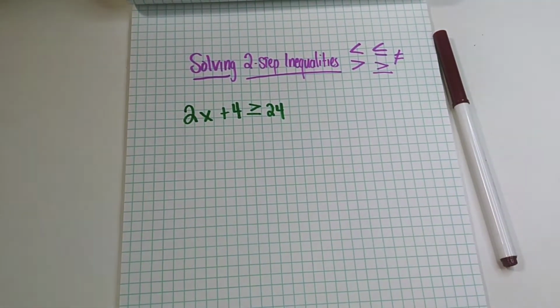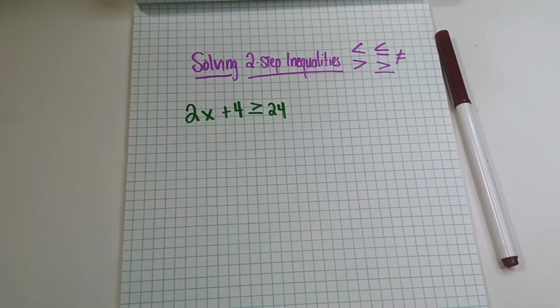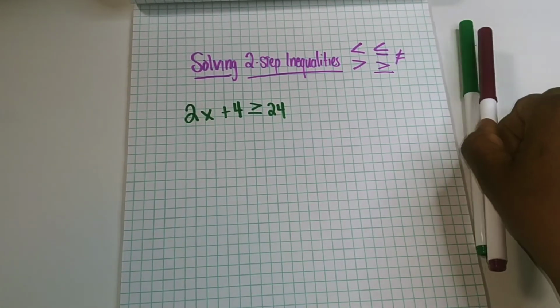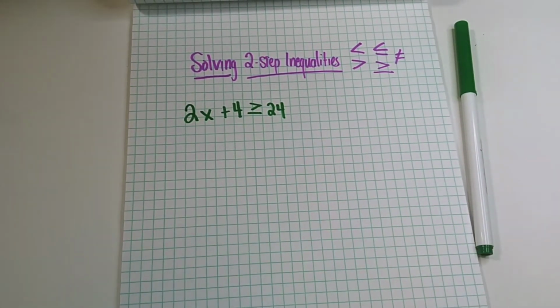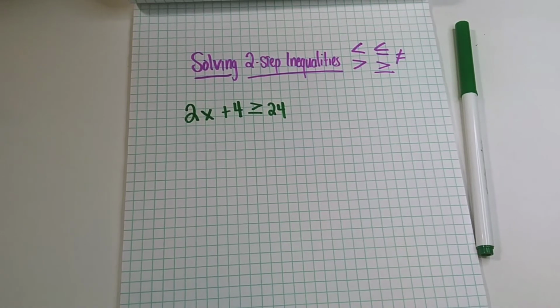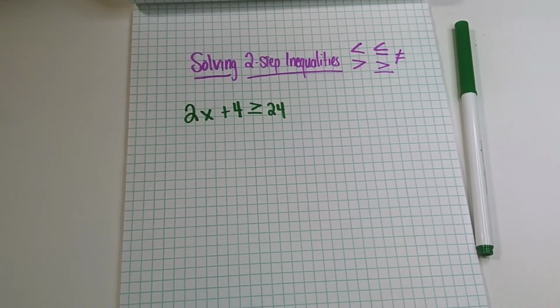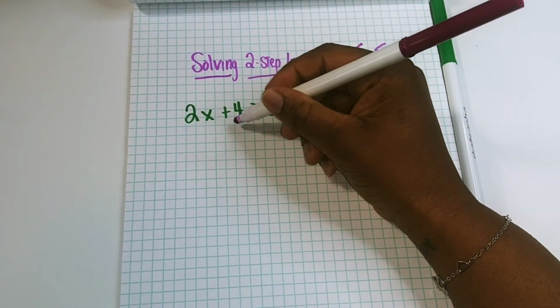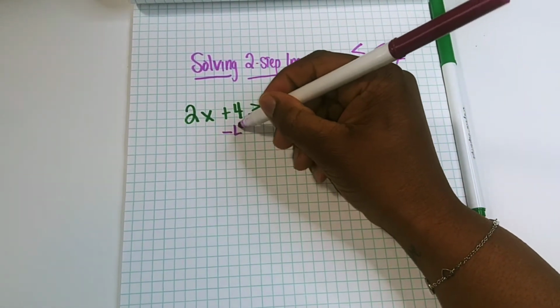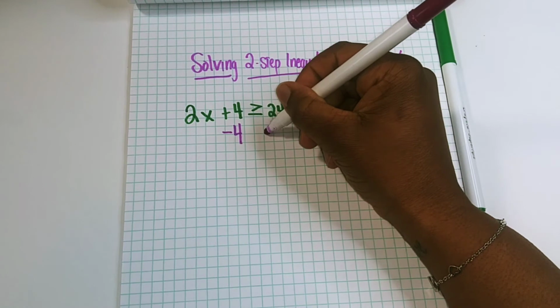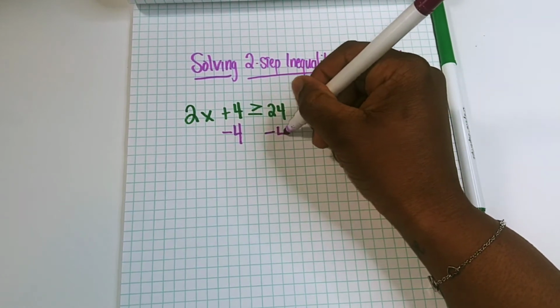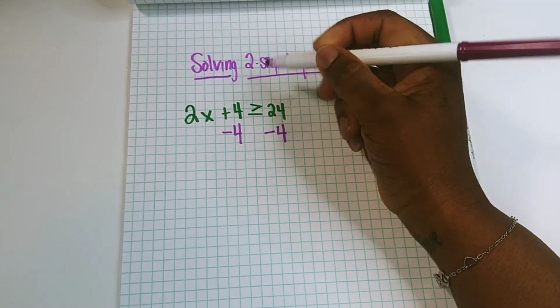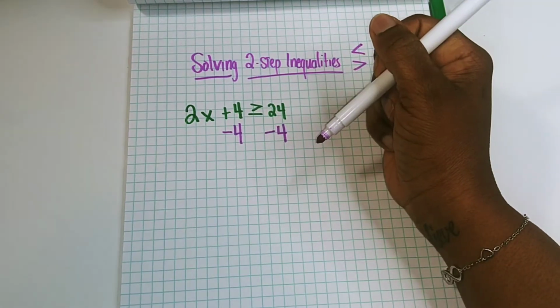In order to solve this problem, I need to make sure I isolate the variable by getting rid of the 2 and getting rid of the 4 that's on the left side of the equation. I start by getting rid of the whole number, which is 4, by doing the inverse operation. The opposite of a positive 4 is a negative 4. In order to keep this inequality in balance, I must do the exact same operation to the left and the right-hand side of the equation.